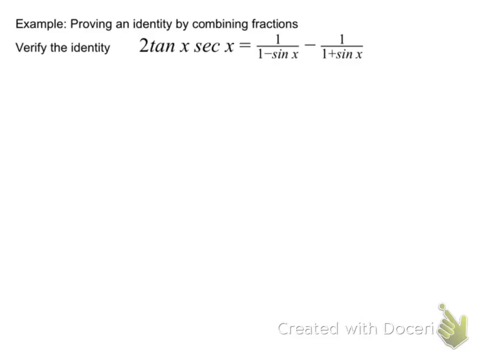I'm going to work with the right-hand side. How do you combine fractions if they don't have a common denominator? Make one. So, first group is multiply it by 1 plus sine of x. Next one is 1 minus sine of x. You multiply by the conjugates, right? Okay. Try that.